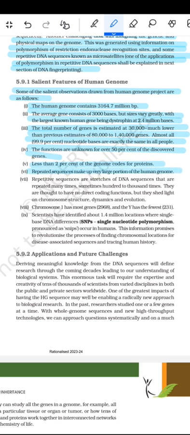Repeated sequences make up a very large portion of the human genome. Repetitive sequences are stretches of DNA sequence that are repeated many times, sometimes 100 to 1000 times. They are thought to have no direct coding function, but they shed light on chromosome structure, dynamics, and evolution. Chromosome 1 has the most genes, 2968, and the Y has the fewest, 231. Scientists have identified about 1.4 million locations where single base DNA differences, SNPs, single nucleotide polymorphisms, occur in human beings. This information permits revolutionizing the process of finding chromosomal locations for disease-associated sequences and tracing human history.